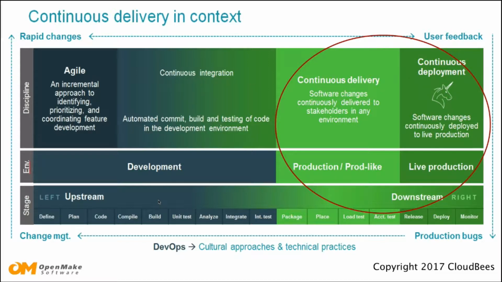Once the developers are happy with their changes, they need to get those changes out to the stakeholders in any of the environments. So they need to deliver those changes, once they're happy, out to QA, UAT, or a production-like environment. And those changes should be delivered automatically after the developers are ready to go. So that process of continuous delivery is an automatic process.